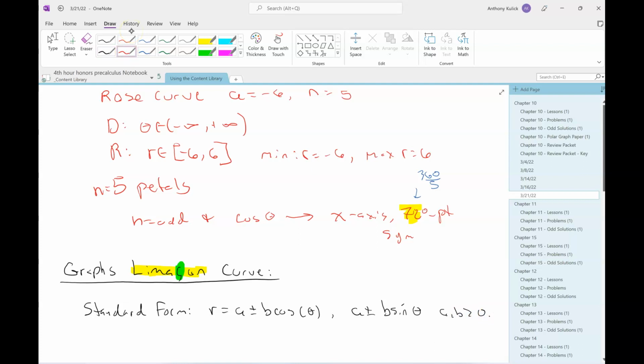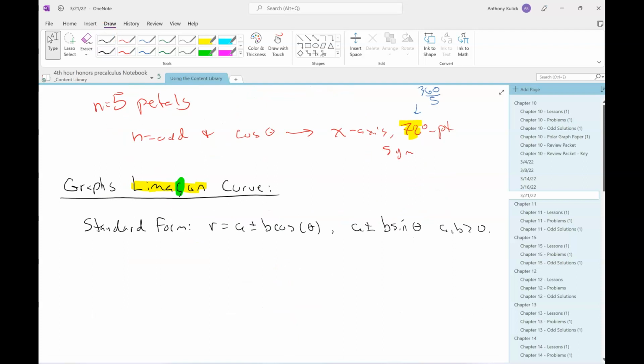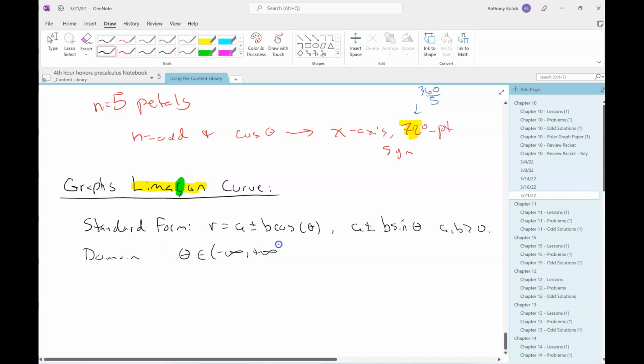Okay, so my standard form for these is a plus or minus b cosine theta and a plus or minus b sine theta, where a and b are considered to be positive values. Again, the domain, since this involves either just sines or cosines, is going to be all real numbers. The range is going to be a minus b to b minus a. I'm sorry, a plus b.